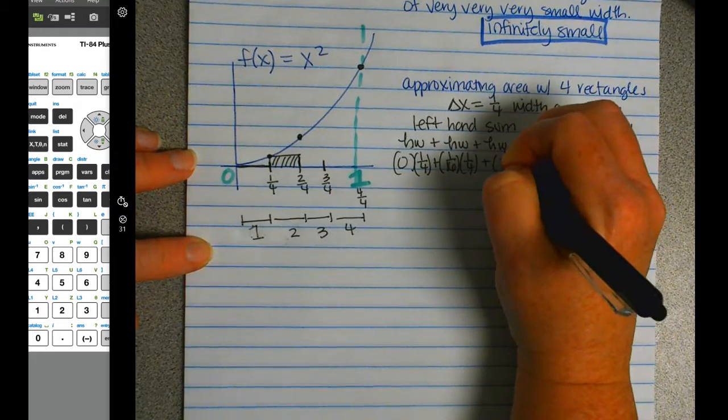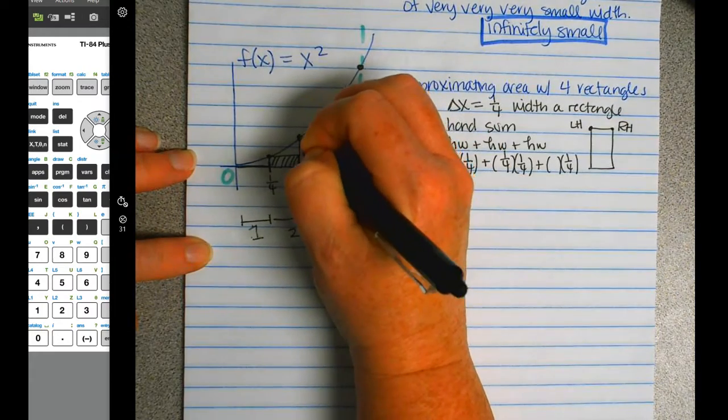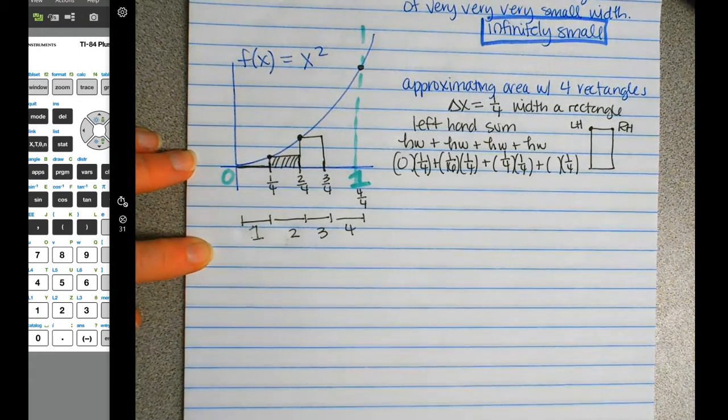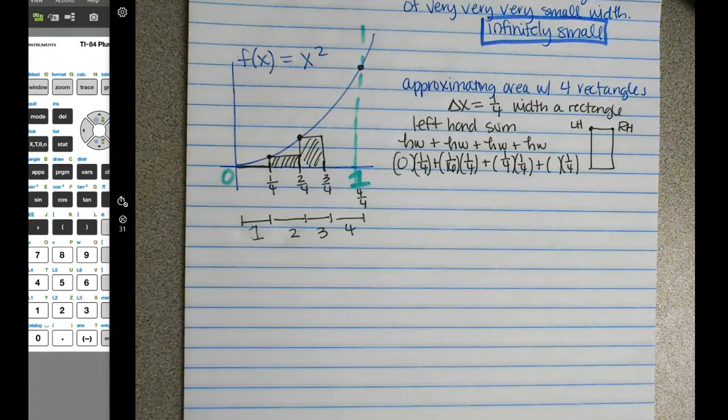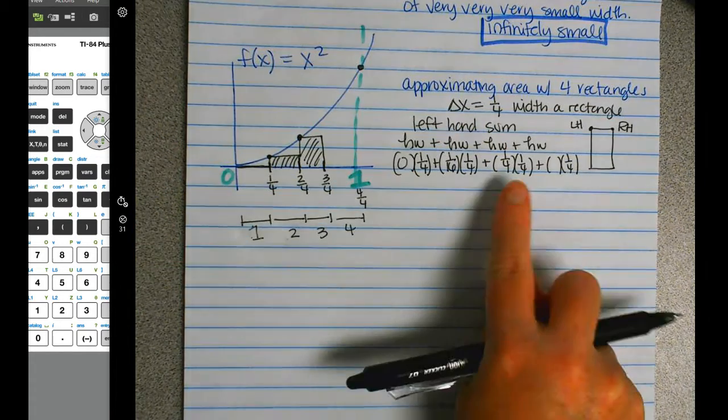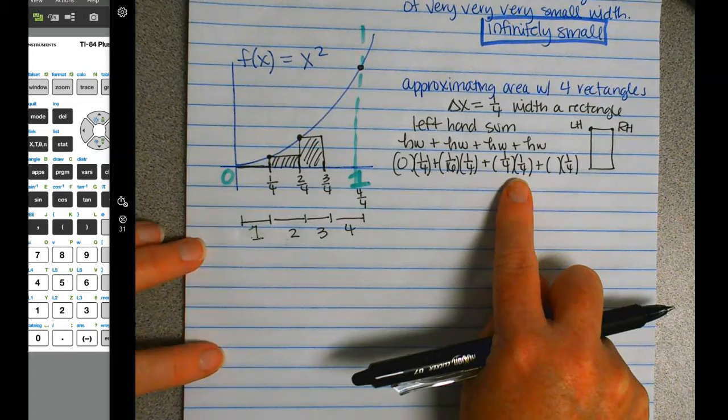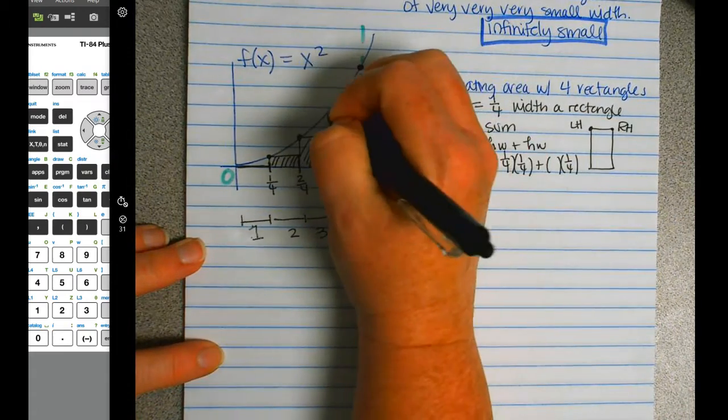1/4. So I can draw that rectangle. Do you see how I'm drawing the rectangles with that left-hand height this way? So this area, I can calculate that area, and I will. It'll be 1/16 when we multiply. And then the last one is going to be this height.